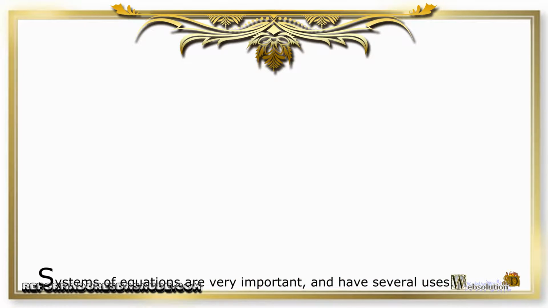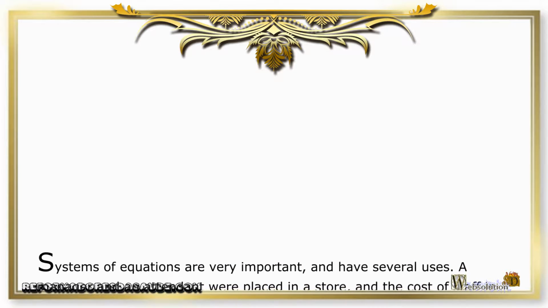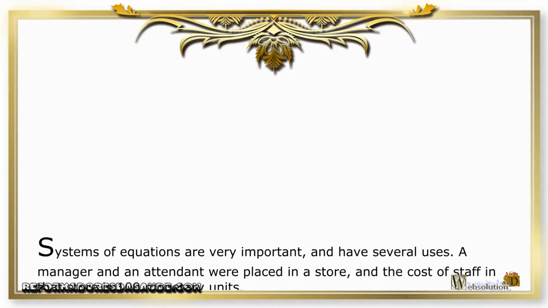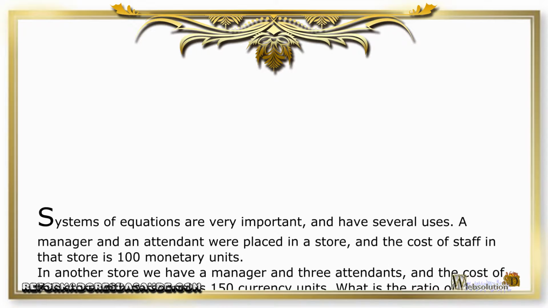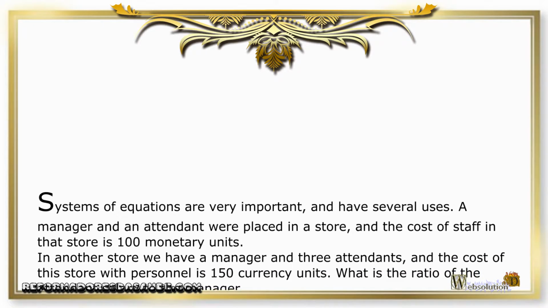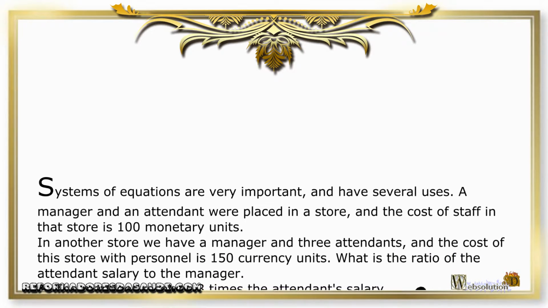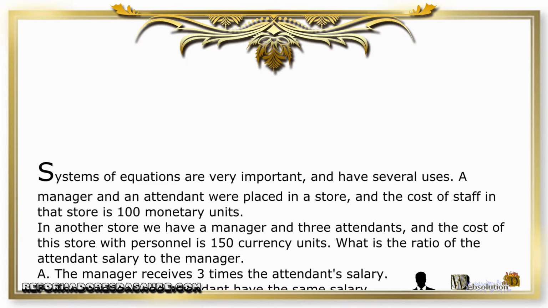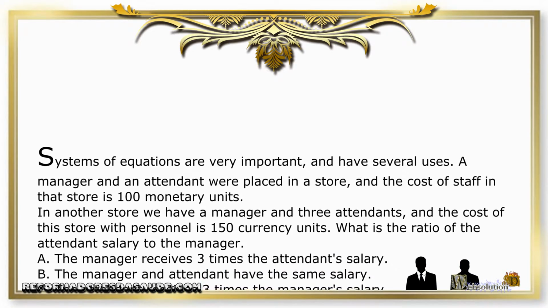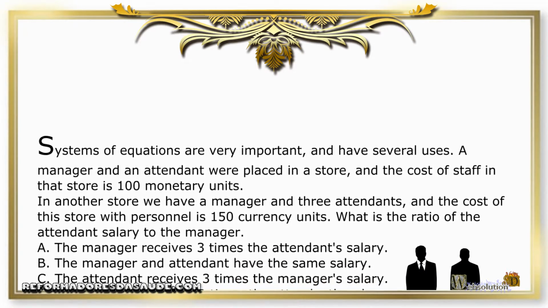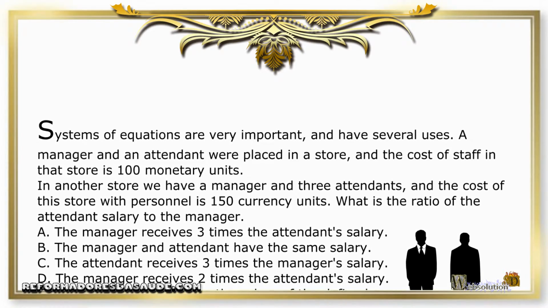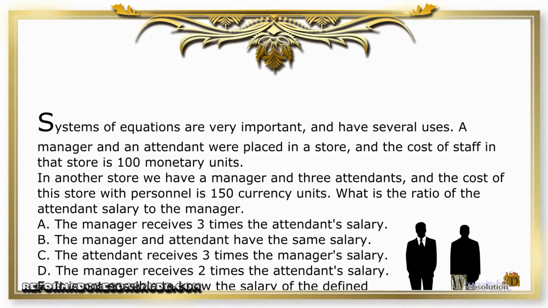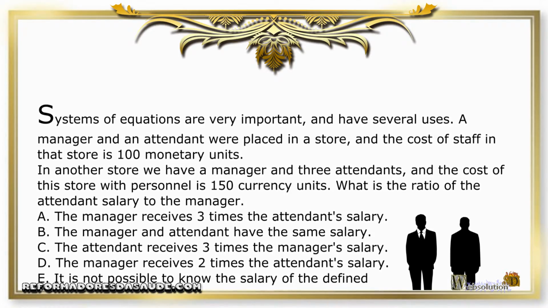Systems of equations are very important, and have several uses. A manager and an attendant were placed in a store, and the cost of staff in that store is 100 monetary units. In another store we have a manager and 3 attendants, and the cost of this store with personnel is 150 currency units. What is the ratio of the attendant's salary to the manager?